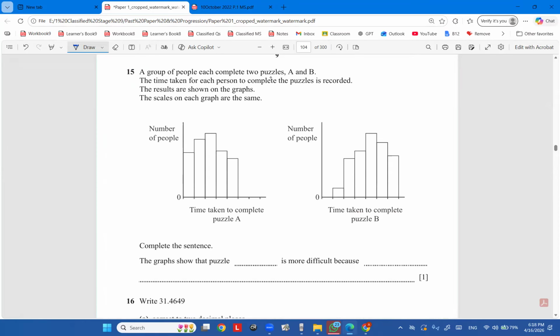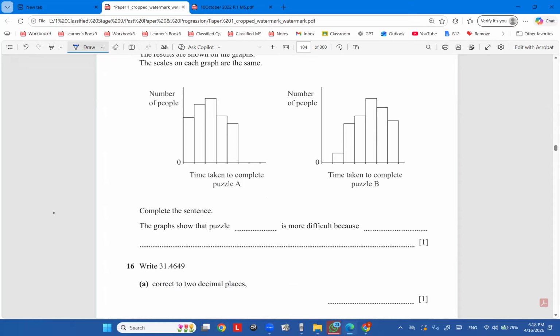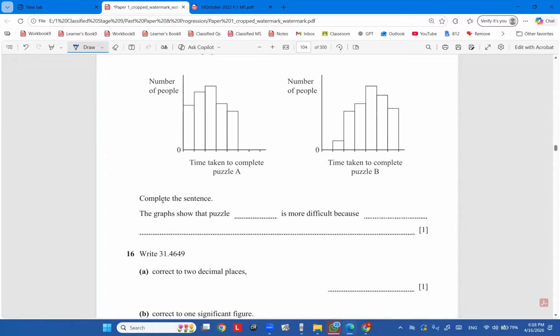A group of people each complete 2 puzzles, A and B. The time taken for each person to complete the puzzles is recorded. The results are shown on the graphs. The scales on each graph are the same. So they're telling you here, complete the sentence. The graphs show that puzzle what is more difficult. So you should write puzzle B is more difficult.